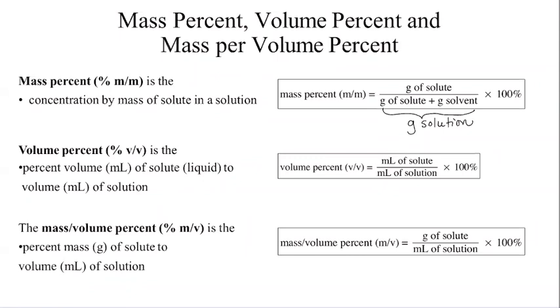Now, lastly, we have mass per volume percent. And in mass per volume percent, what we're comparing is the grams of the solute versus the milliliters of solution times 100%. And these are the equations. Again, when it comes to these equations, I am not testing you guys on any of these. I'm presenting them to you just in case in other science courses you see these units present. Or if you're in the laboratory in other science courses, then you know what the solution is made out of.